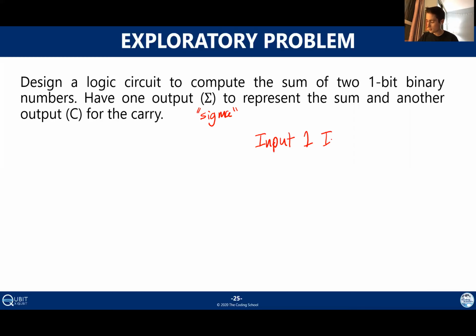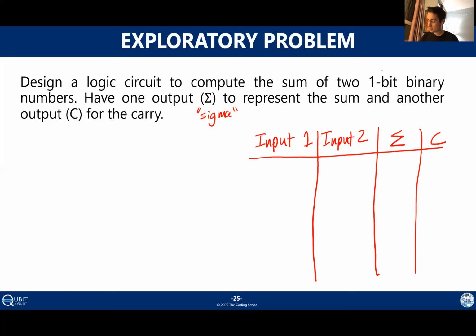Input 1, input 2. And now my two outputs are already labeled for me. They're sigma and C. So again, how did I get that information? Just read it from the question. The input is two 1-bit binary numbers. We have one output called sigma and one output called C, the carry. Now, just like any 2-input logic gate, I'm going to write all possible combinations of these inputs.